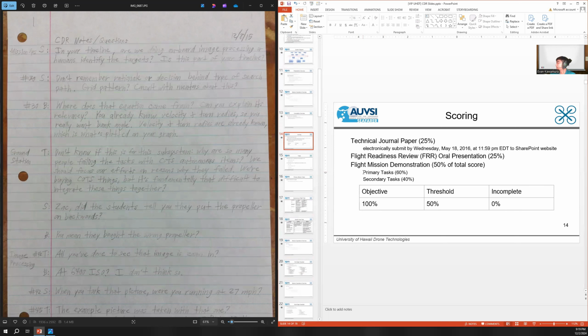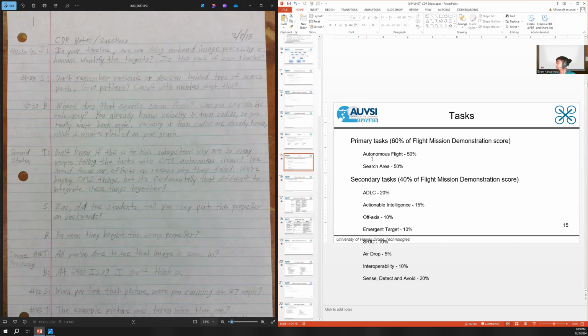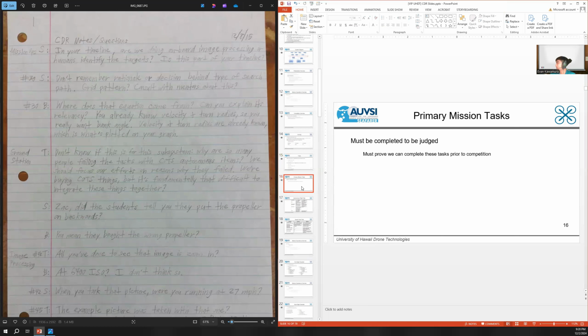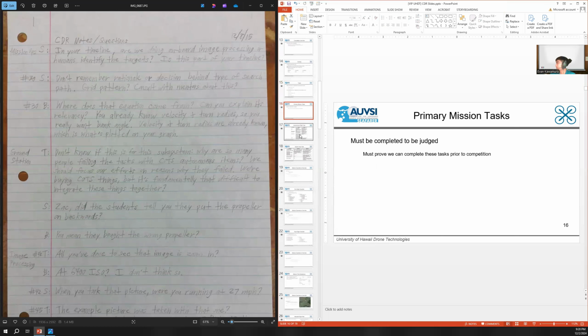Okay, and so as we said last time, we're going to just do two primary tasks, which are the autonomous flight, just the waypoints from A to B to C and so forth. And there's also the search area, which is 4 million square feet, I think. And all these secondary tasks we're not going to even look at or try to complete.